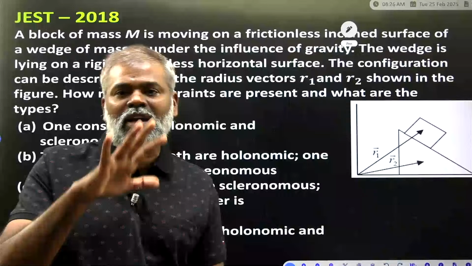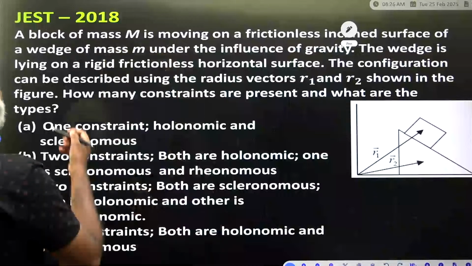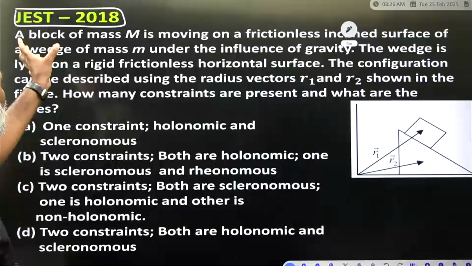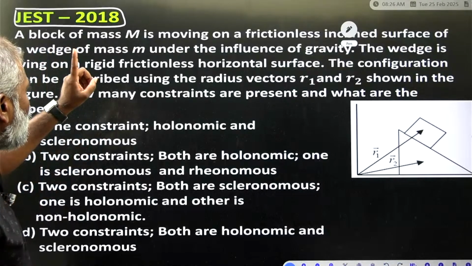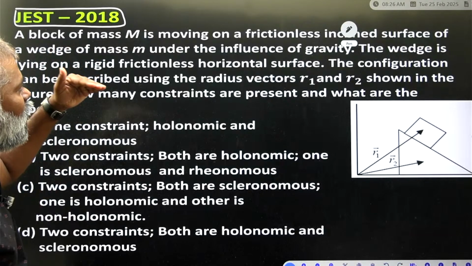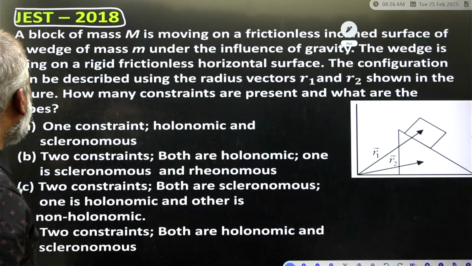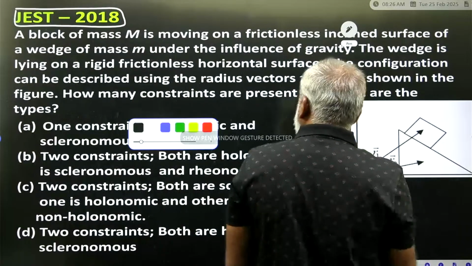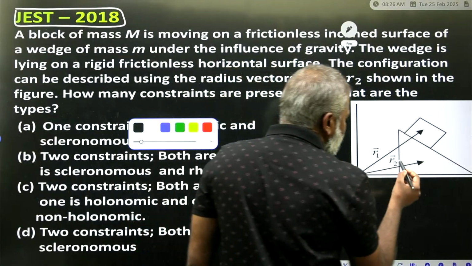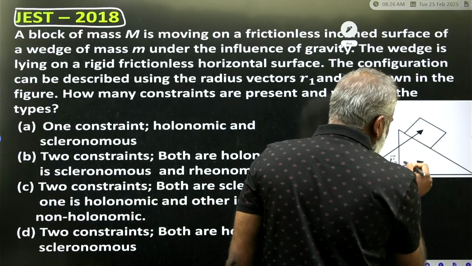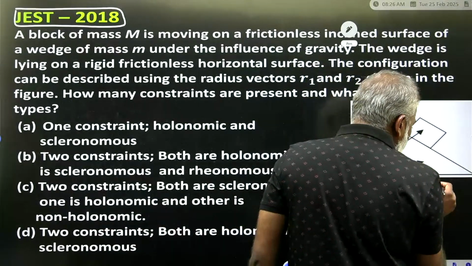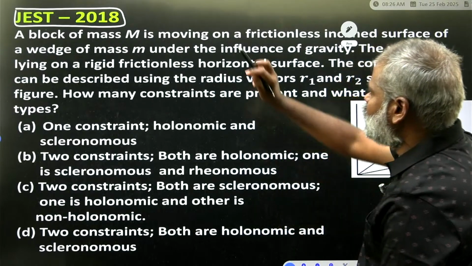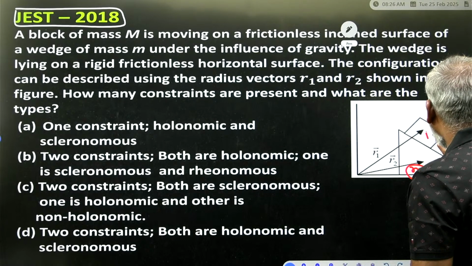Now you are able to see a question from 2018 based on constraints. A block of mass M is moving on a frictionless inclined surface of a wedge of mass small m. This is the wedge, with small m mass, and this is the wedge shape. Now take a block of capital M mass.